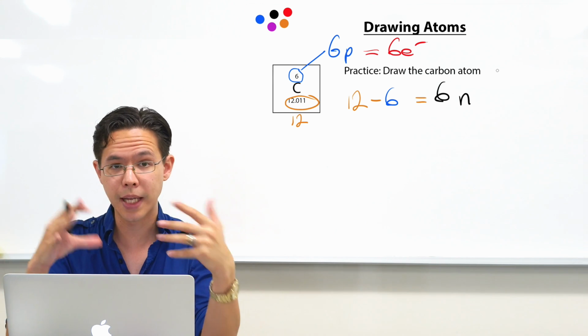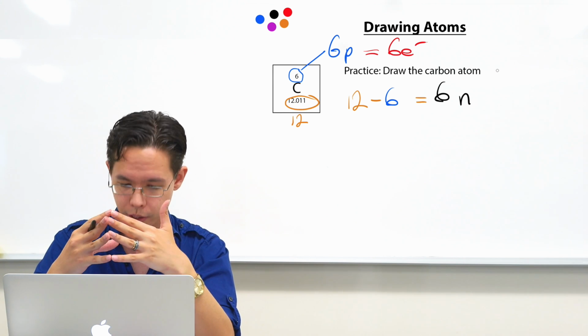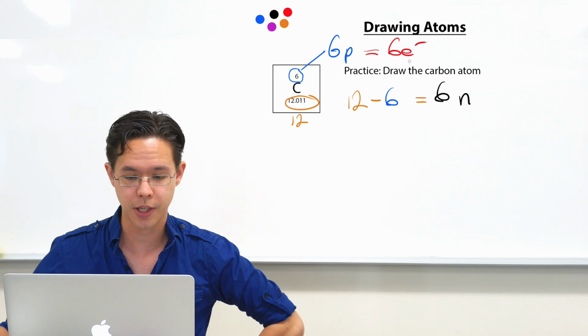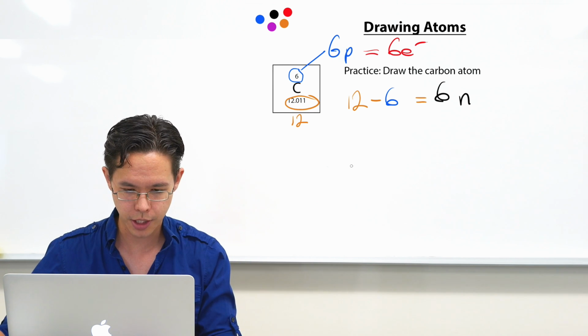Very simple. Not all atoms will have equal quantities of those 3 items. They will vary in most occasions, but in this one it just happened to be a lucky choice where all of them are 6. Let's go ahead and start drawing.